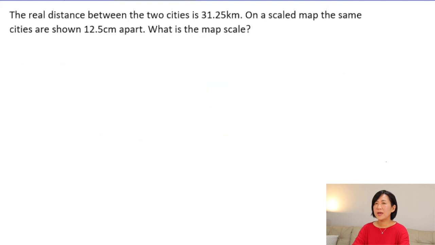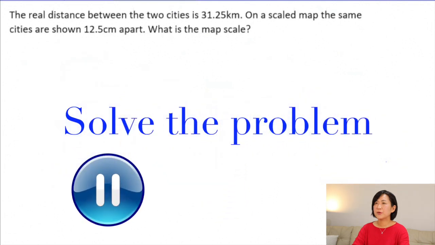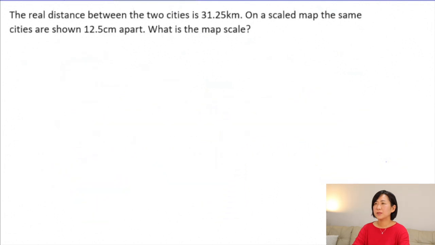So we've got another map scale question. The real distance between two cities is 31.25 kilometers. On a scaled map, the same cities are shown 12.5 centimeters apart. What is the map scale? Let's begin with our final goal. We are looking for the map scale. That is our goal, right? So we need to find the ratio. Map scale is always 1 to something else, right?